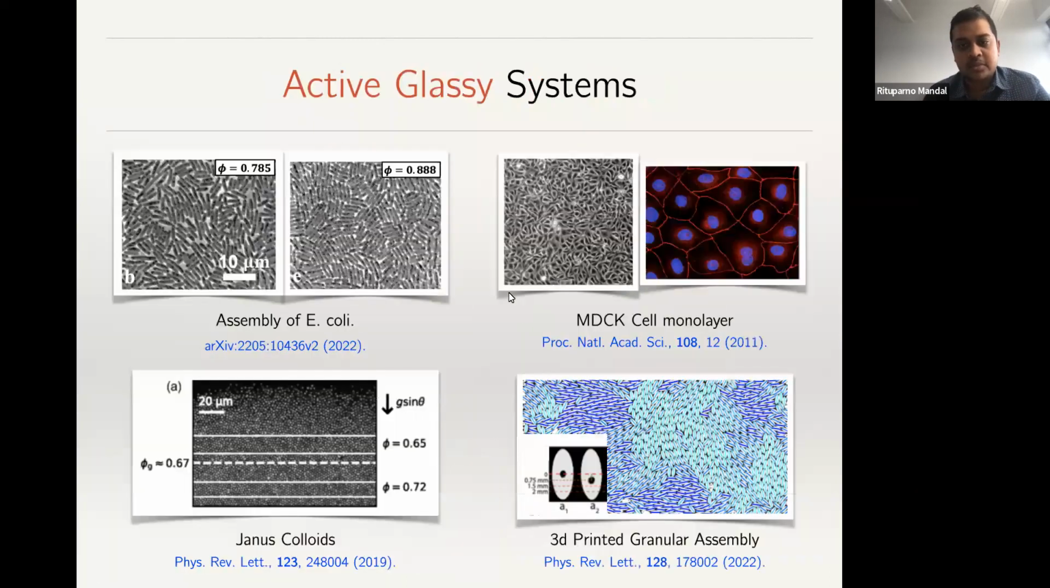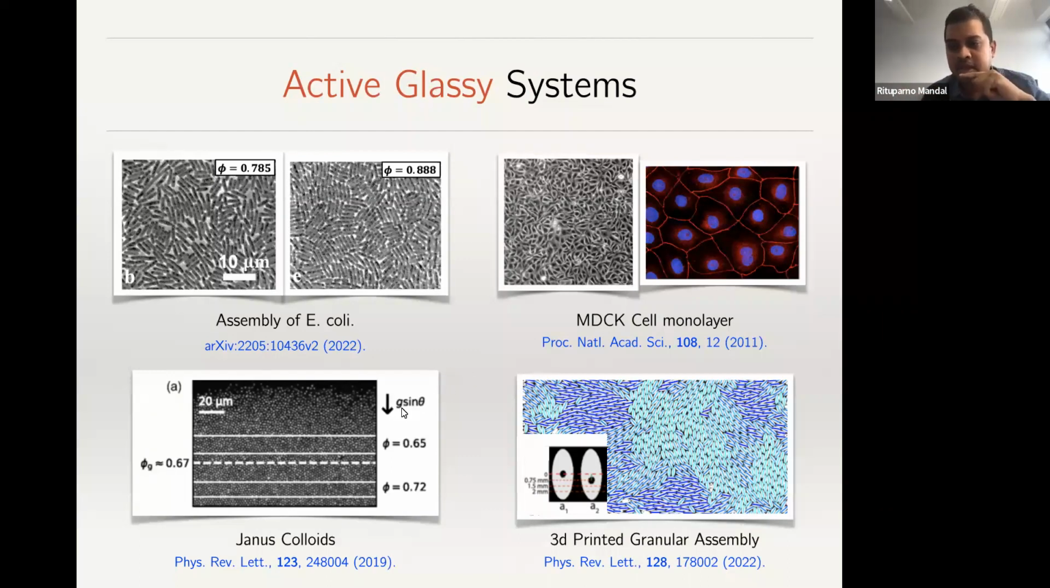So here are some snapshots from experiments just to give you an idea of how the systems look. This is an assembly of E. coli. This is tissue. These are Janus colloids. These colloids are painted with platinum, but asymmetrically, and then they break down hydrogen peroxide in a fluid. And while doing this reaction, because it does it asymmetrically, it can get self-propelled.